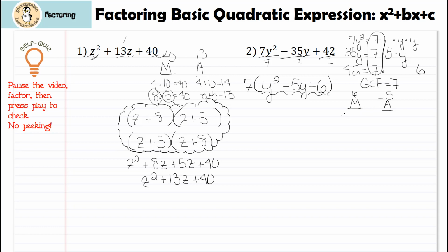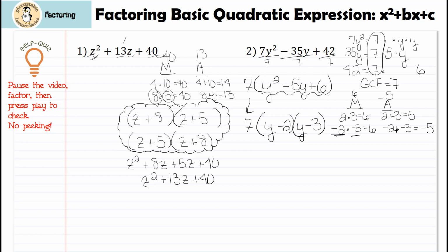Oh my goodness. Well, I know that 2 times 3 is 6. 2 plus 3, well, that's 5. Let's make these negative. Let's see what happens. Negative 2 times negative 3 is still a positive 6. Negative 2 plus negative 3, there's our negative 5. Bringing down our 7, we can't forget our greatest common factor. We'll end up with 7 times y minus 2, and then y minus 3.